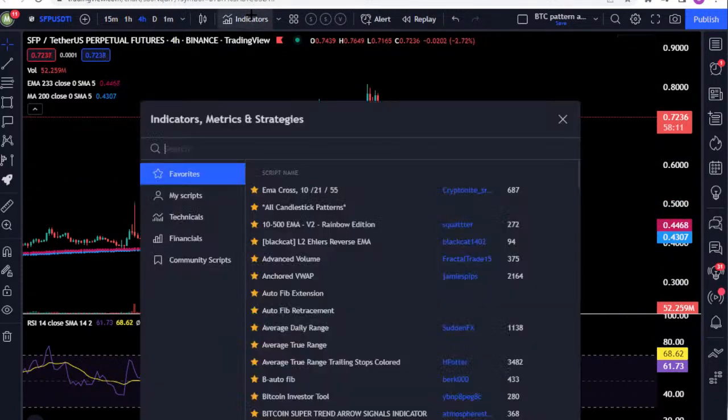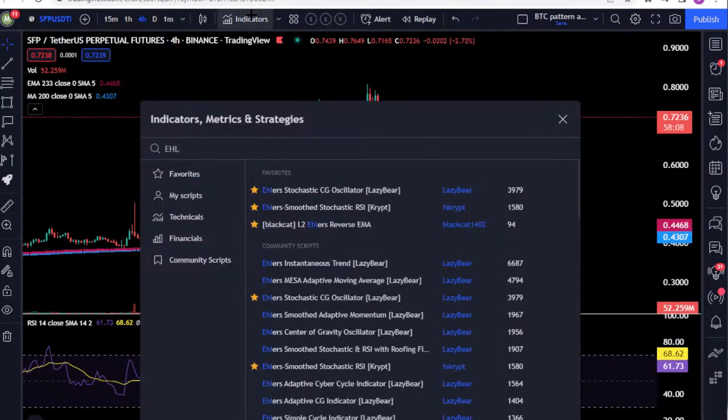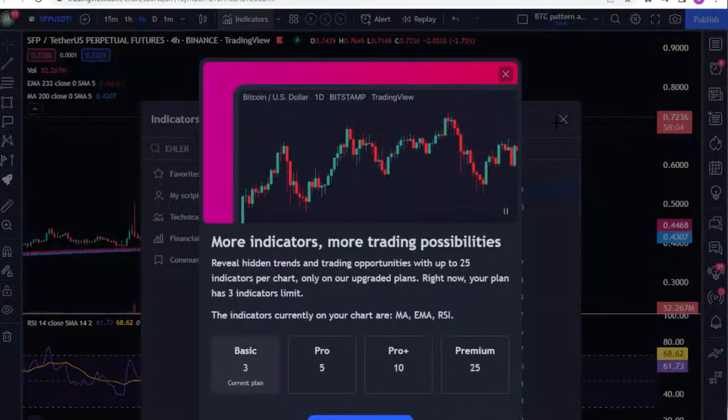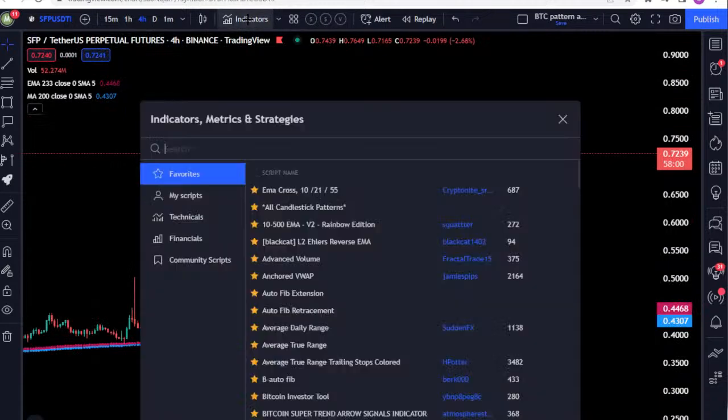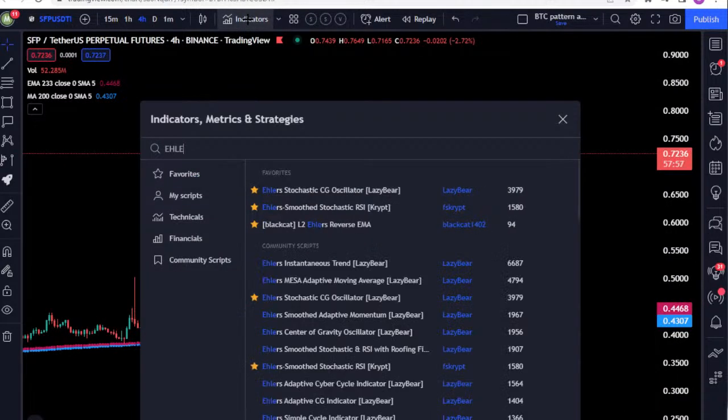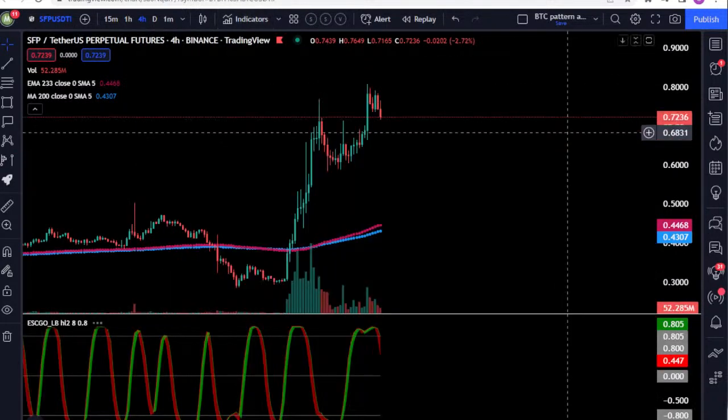And in addition to that, you maybe had the Ahla CG oscillator, Ahla stochastic CG oscillator, maybe giving you a signal. I'll show you what I look for when I want to take a trade, to make my trade highly probable.